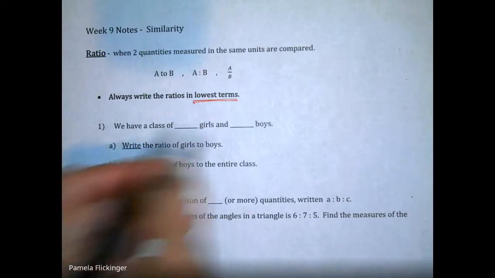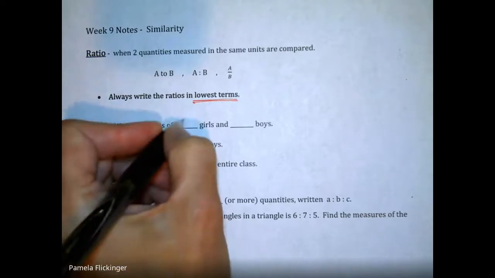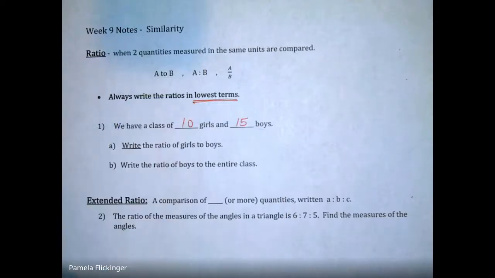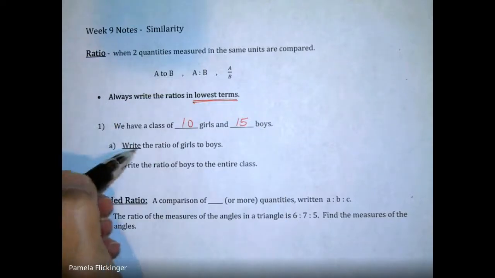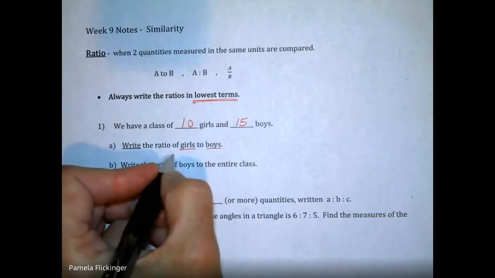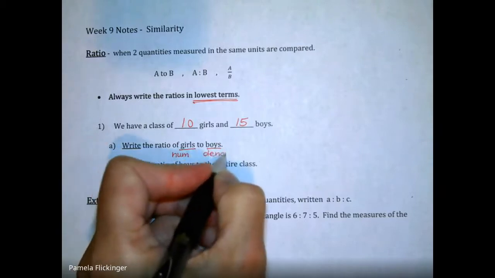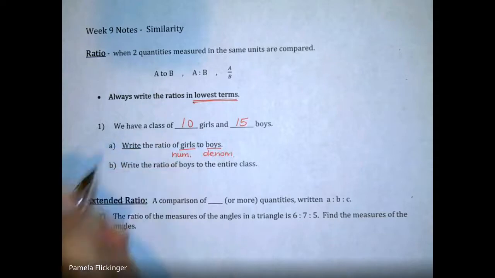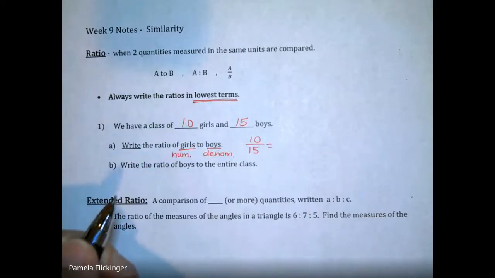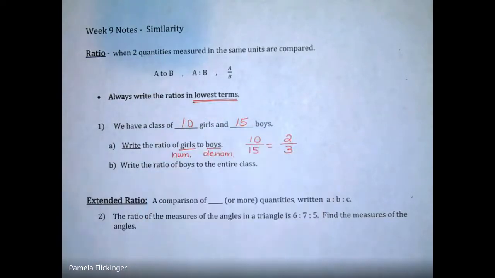I'm just going to make up some numbers here since we're not live. Let's say we had 10 girls in our class and 15 boys. If you were asked to write a ratio of girls to boys, the first is your numerator and the boys would be your denominator. So we would do 10 to 15, and then reduce that. Both are divisible by 5, so it reduces to 2/3.